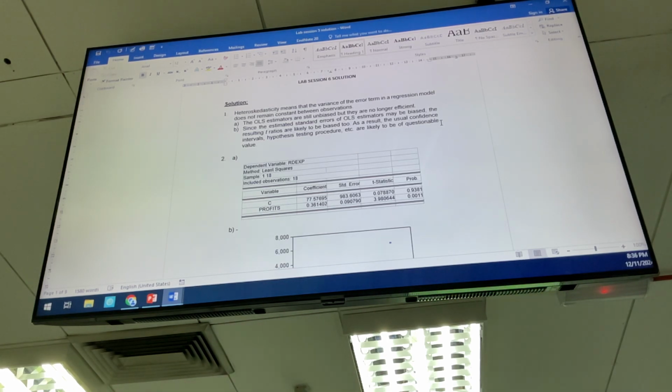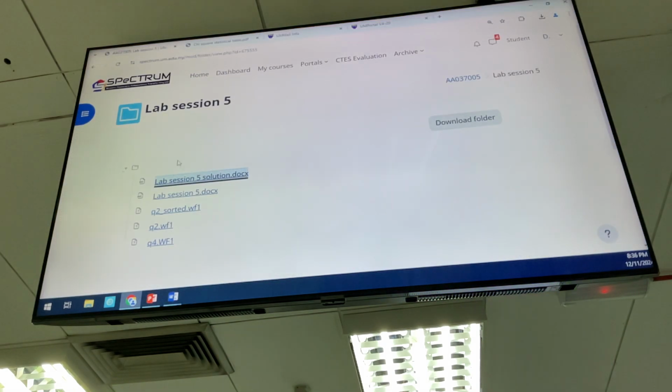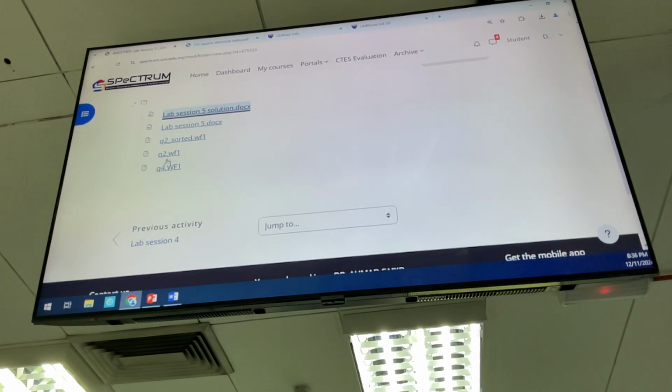So question number 2, we have almost the same data, but now we have different variables, R&D expenditure and profit. Try to redo it, but just use EViews now. Later, I hope you can do the manual approach. So this one, question number 2.